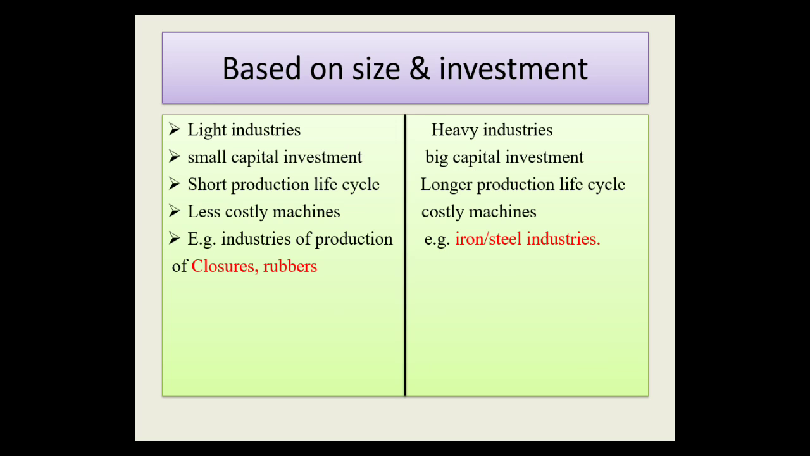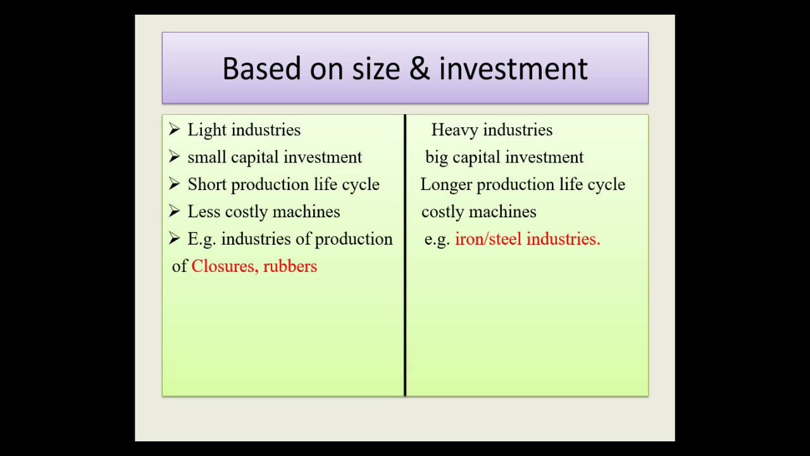Then next is industry based on size and investment. They are classified into two categories: first is light industry and second is heavy industry. Light industries involve small capital investment and have a short production life cycle. This may be because less costly machinery is required for manufacturing, or because of the use of sophisticated processes for production. Examples are industries producing collapsible tubes, closures and rubber caps.